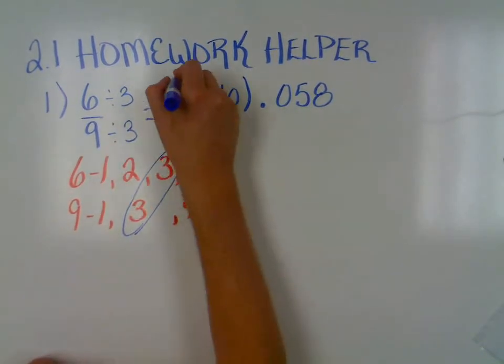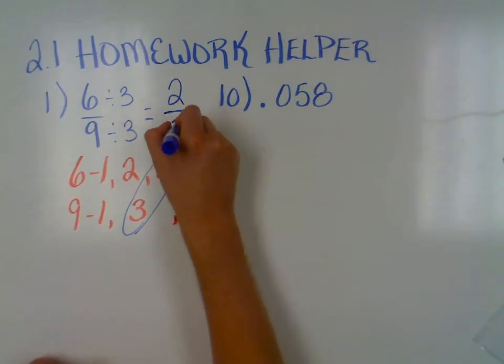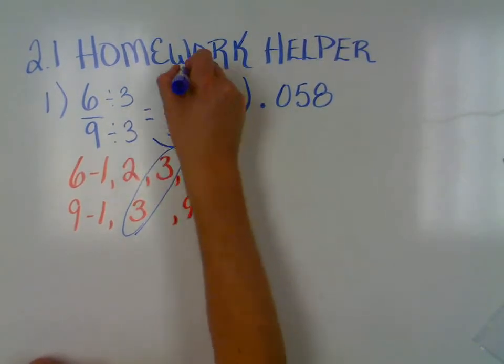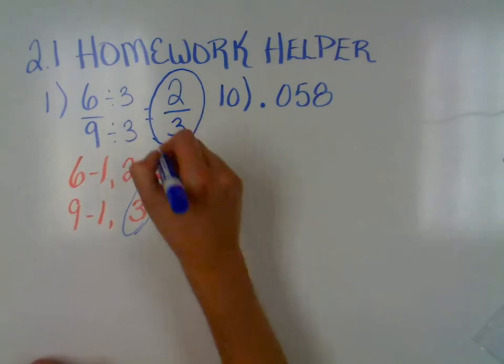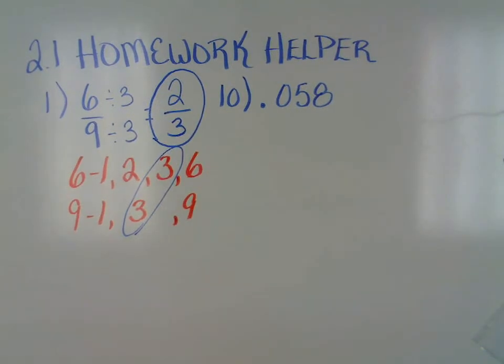6 divided by 3 is 2, 9 divided by 3 is 3, and 2/3 is my simplified fraction. There's nothing else I can take out of both 2 and 3 to make that fraction any, let's say, smaller, even though it's actually equivalent, smaller in terms of the actual numbers that are being represented.